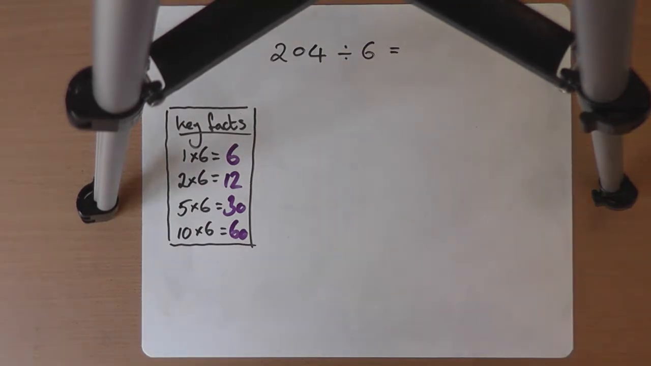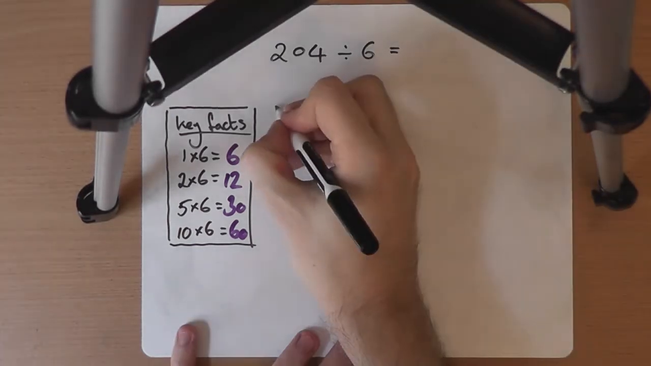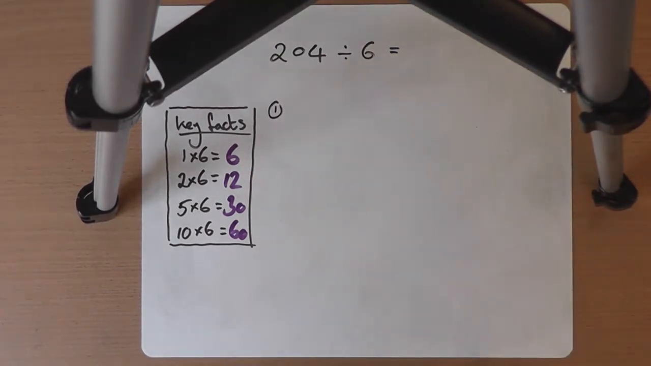Now what I'm going to do is start with the 204. And I'm going to take away chunks of 6 using my key facts to help me. I'm going to take away chunks of 6, a little bit like we did with the bricks before, but in a slightly more organised way. So I'm going to number these because I'm going to do a series of sums. I'm going to number them so that we can keep it nice and organised as to what I'm doing.